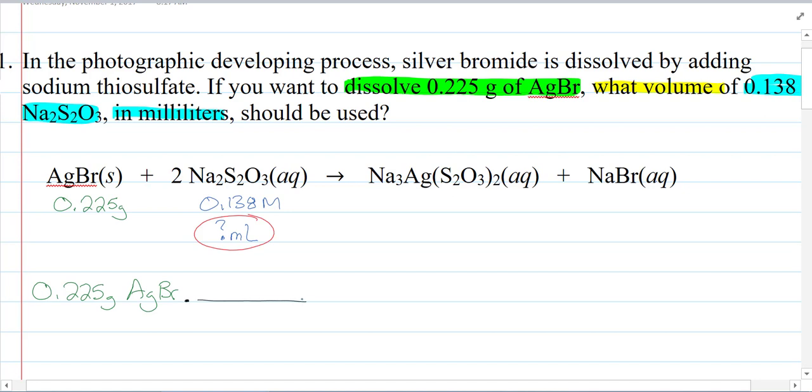First up, let's go down. We have to do the molar mass. So silver bromide's molar mass is 187.77 grams of AgBr is 1 mole of AgBr. So there's 1 mole of silver bromide. Next up, what has to go on the bottom? Moles of silver bromide. And then we want moles of sodium thiosulfate. And the mole ratio, 1 to 2.